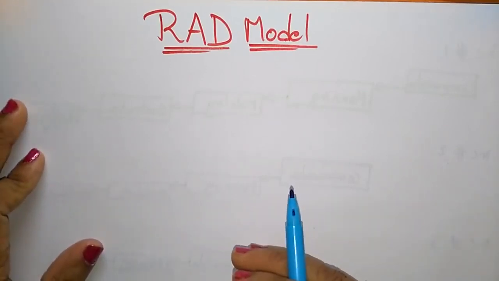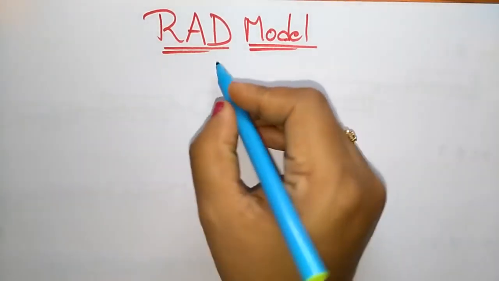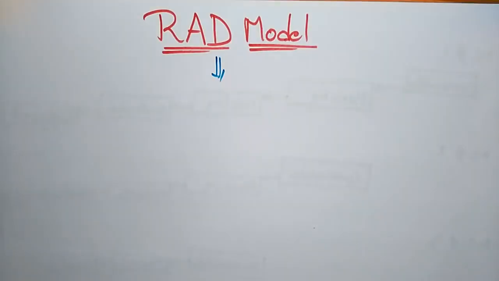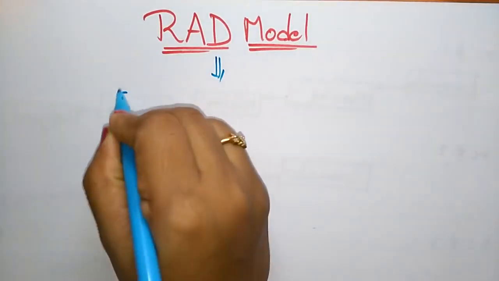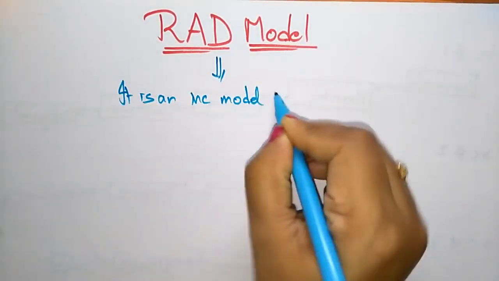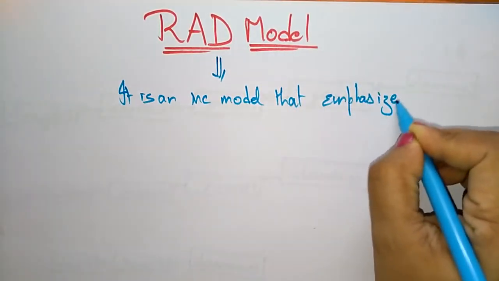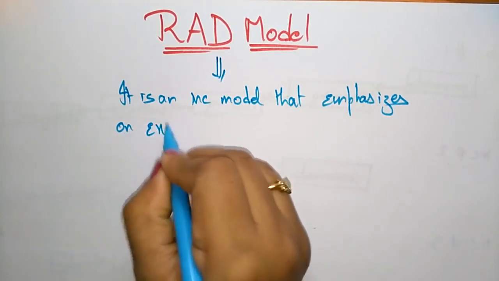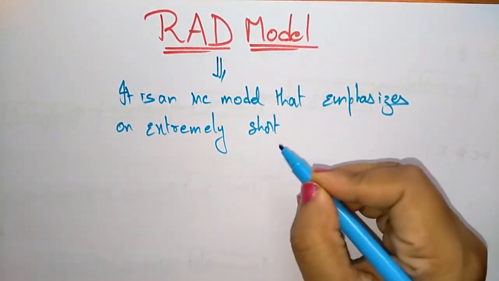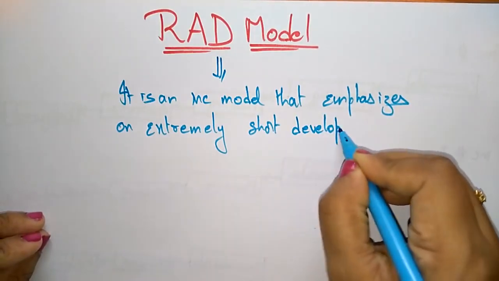It is an incremental model that emphasizes an extremely short development cycle. So whenever we are dealing with a short development cycle, it's better to go for the RAD model rather than the incremental model. Okay, let me write that. It is an incremental model that emphasizes on extremely short development. You have to consider the projects which take a small duration of time to complete or to deploy the project.